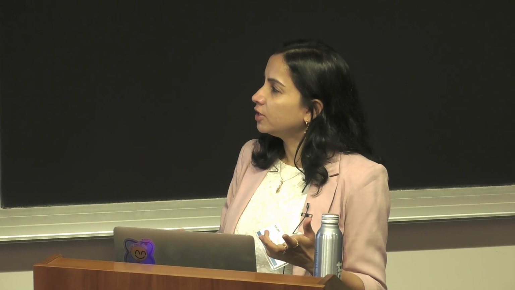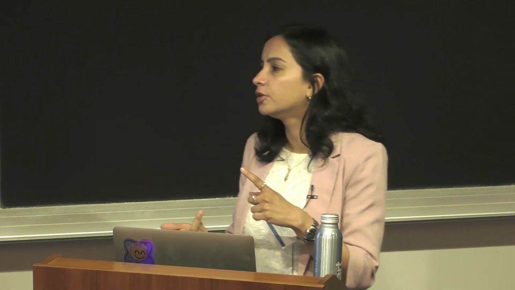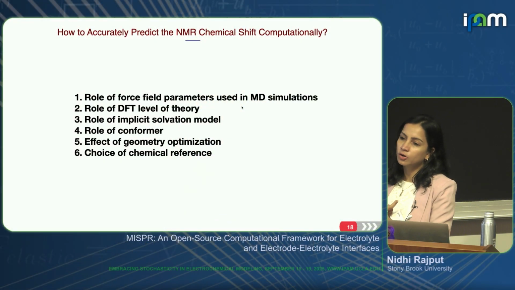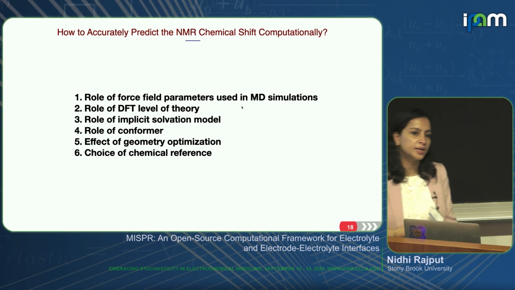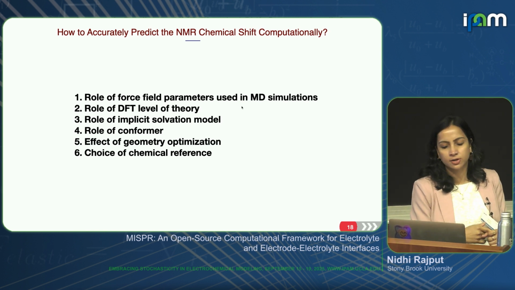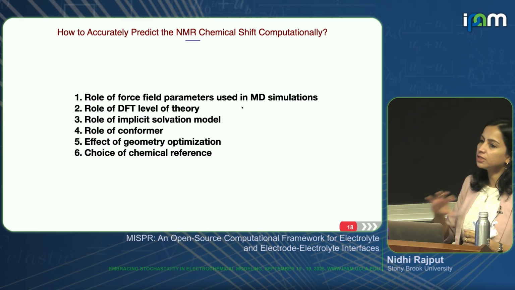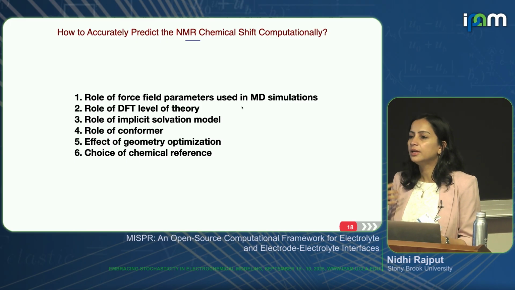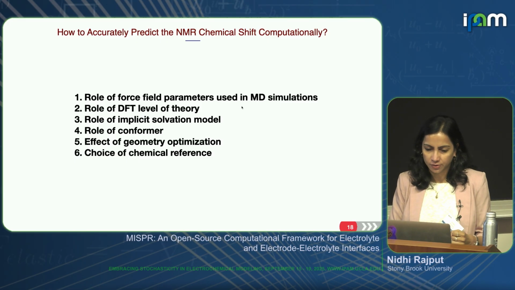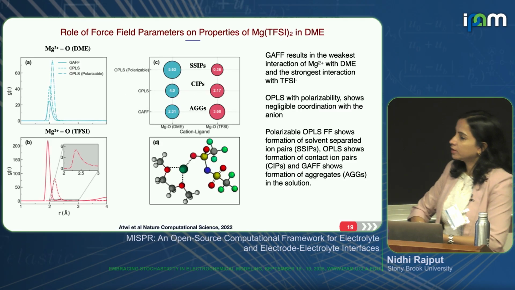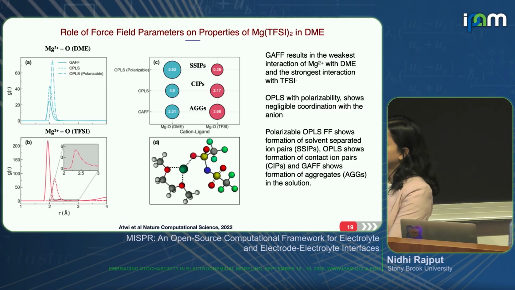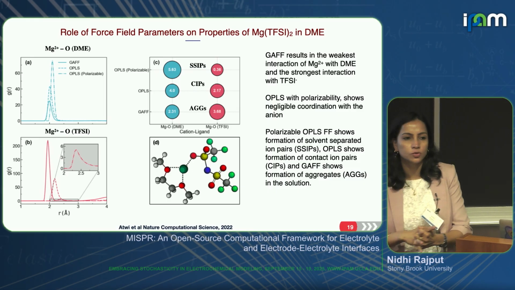We know the main culprits are, of course, the force field parameters we used in the MD calculations and the DFT level of theory. Other than that, the solvation model, how we sample the conformers, and whether or not we do the geometry optimization for the clusters extracted from MD simulations. All these factors play a very important role in calculating the NMR chemical shifts. So of course, the quality of any MD simulation depends on the force field parameters.